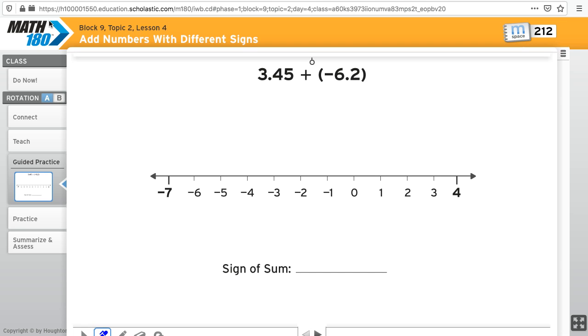Okay, so we're back now. And like I said, we're going to be looking at decimals now. Decimals and fractions are essentially the same thing. We read them the same, and we're going to work with them the same.